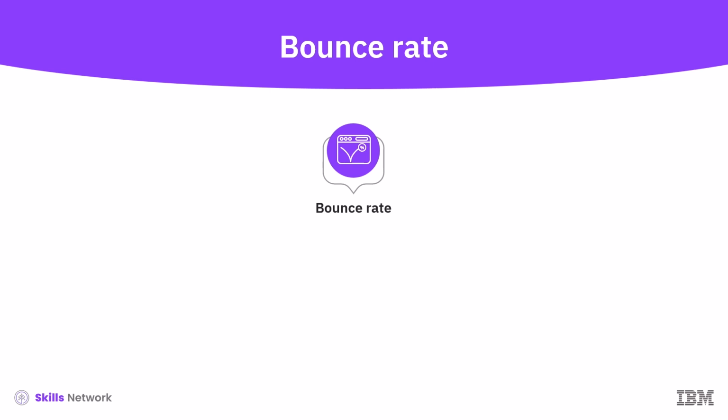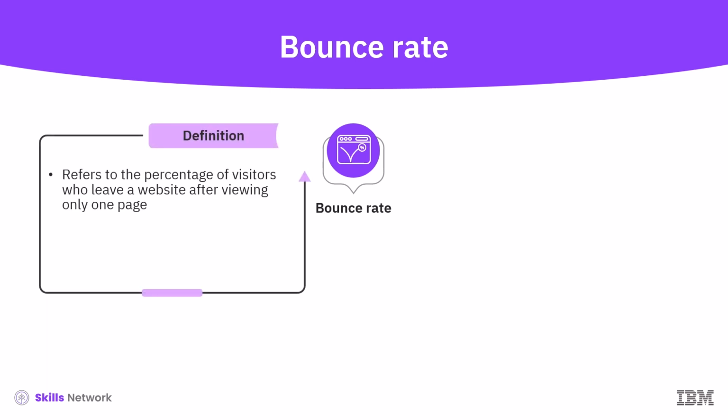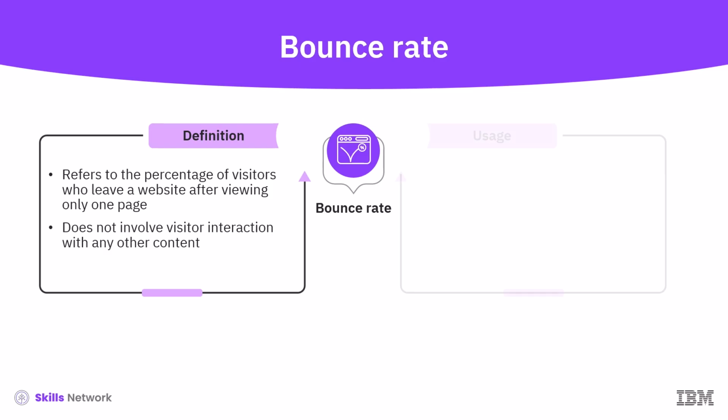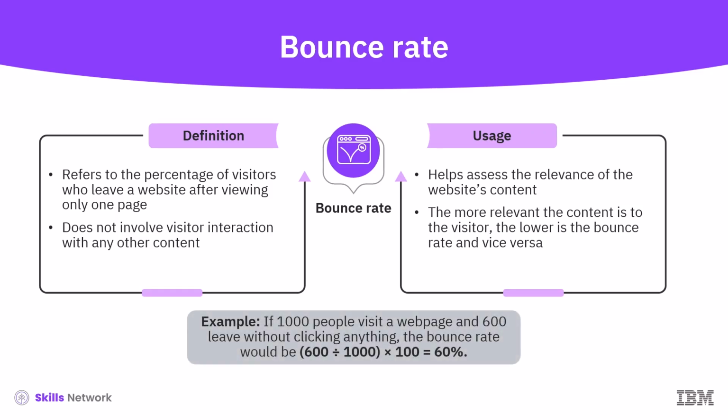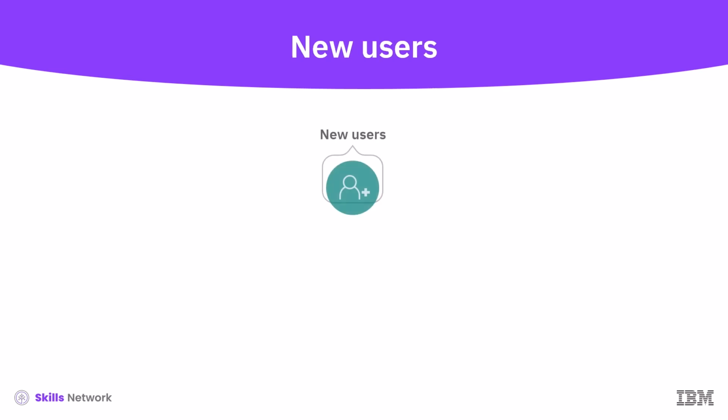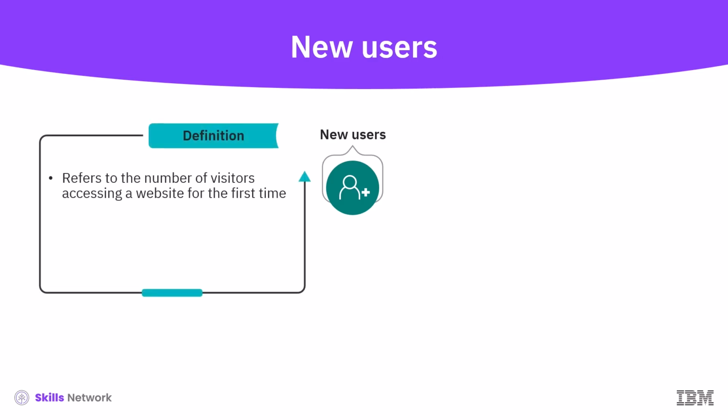Proceeding further, let's look at bounce rate, which refers to the percentage of visitors who leave a website after viewing only one page without interacting with any other content. It helps assess the relevance of the website's content to its visitors. A lower bounce rate typically suggests that the content is engaging and relevant, while a higher bounce rate may indicate issues like poor content quality, slow page loading speed, or a disconnect or lack of interest. For example, if 1,000 people visit a web page and 600 leave without clicking anything, the bounce rate would be 60%.